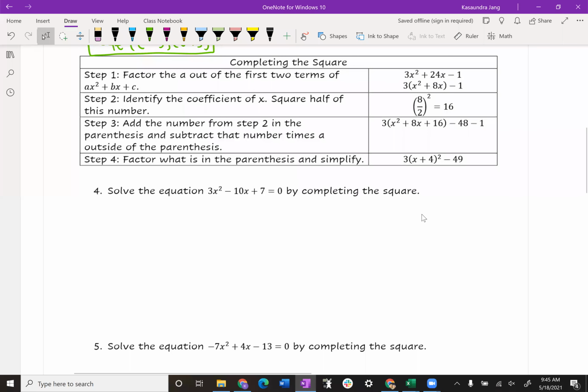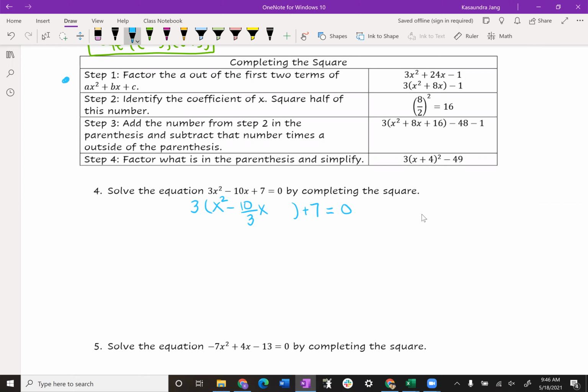I'm factoring this 3 out of just the first 2 terms, out of those first 2 terms. When I factor it out, I'm basically dividing it out, so you can put negative 10 over 3 like I divided by 3. And I did not factor it out of the 7. I just did the first 2 terms. Okay, so that in blue, that was my first step.